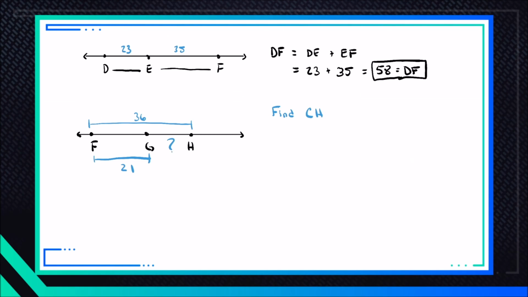So we know that the entire length FH is going to be equal to the two smaller lengths added together, FG plus GH. So if we plug in the numbers that we do know, FH is equal to 36, FG is equal to 21, and GH is equal to, well, GH, it's our unknown. We can use simple algebraic inverse operations to solve for GH. So we'll subtract 21 from both sides. And 36 minus 21 is 15, so 15 is equal to GH.